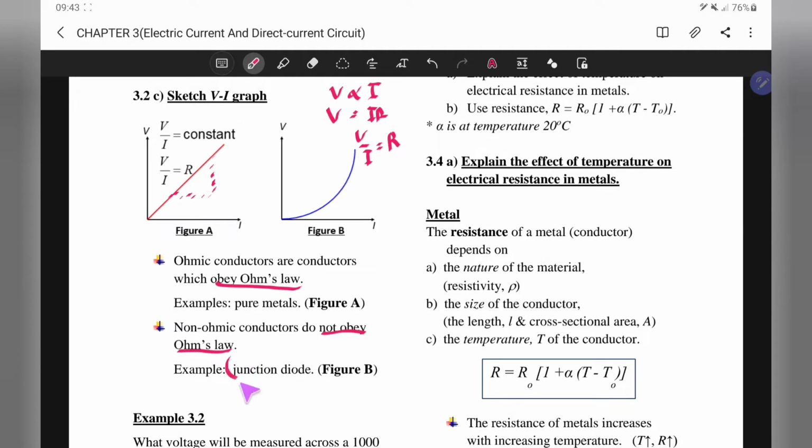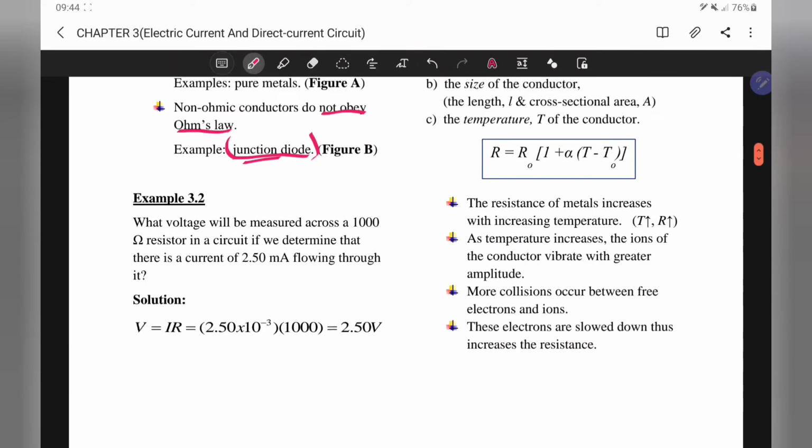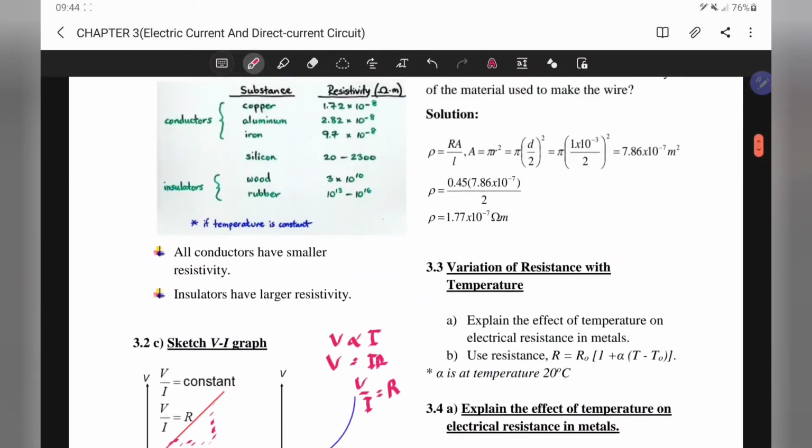The best example is a junction diode. What does it mean? V and I are not directly proportional. See, V increases rapidly when the current increases. That's why we get a curve here. But for this one, V and I are directly proportional. By increasing I, V also increases. Again, I increases, V also increases at the same rate. That's why the graph is a straight line. But for the non-ohmic material, the graph is a curve, meaning that V and I are not directly proportional. Okay? Alright, so some examples are given here, you may try to answer them.